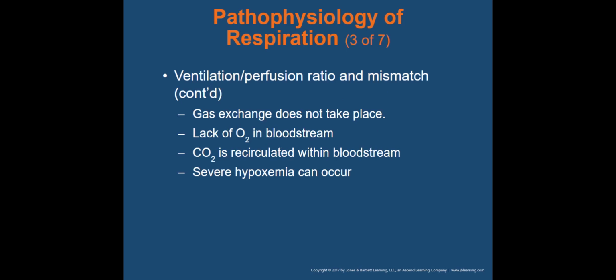When ventilation is compromised but perfusion continues, blood passes over some alveolar membranes without any gas exchange taking place. This results in a lack of oxygen diffusing across the membrane and into blood circulation. Carbon dioxide is not able to diffuse across the membrane into the lungs and instead is recirculated within the bloodstream, which can lead to severe hypoxemia. So compared to hypoxia, where we were talking about low oxygen levels, hypoxemia is very specific to low oxygen levels within the blood. Similar problems can occur when perfusion across the alveolar membrane is disrupted.